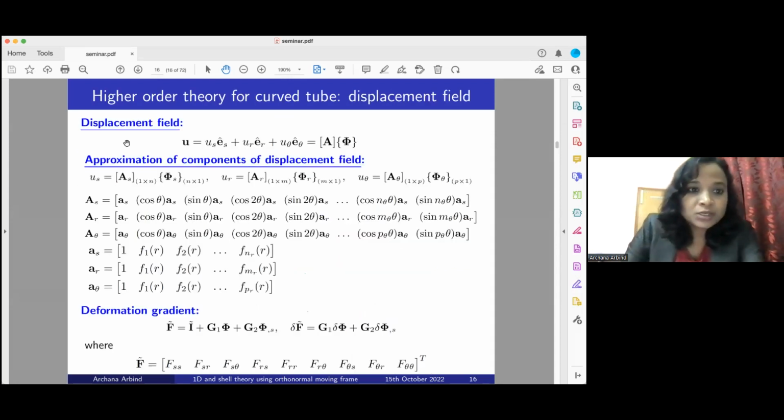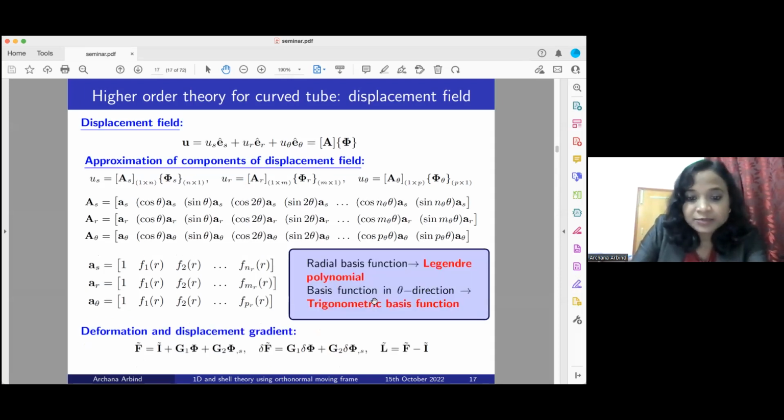So let's come to the displacement field. At each point of the tube, we have approximated the displacement field of the cross section. That is, at each cross section, in theta direction we have used Fourier basis for basis function, and in R direction we have used Legendre polynomial.